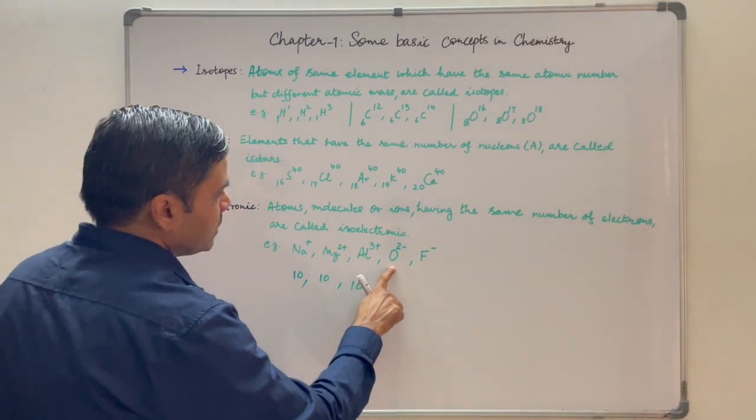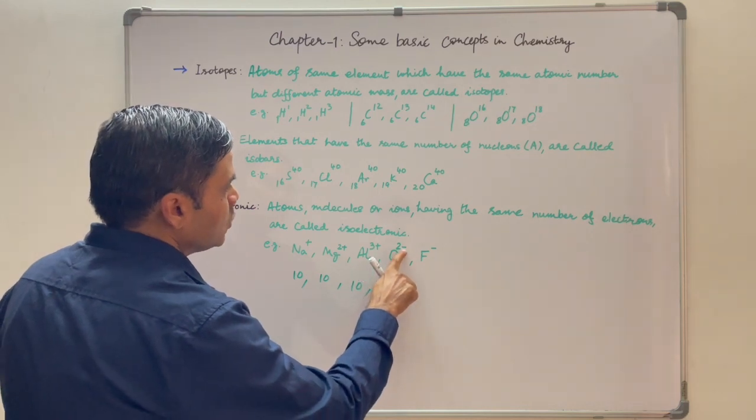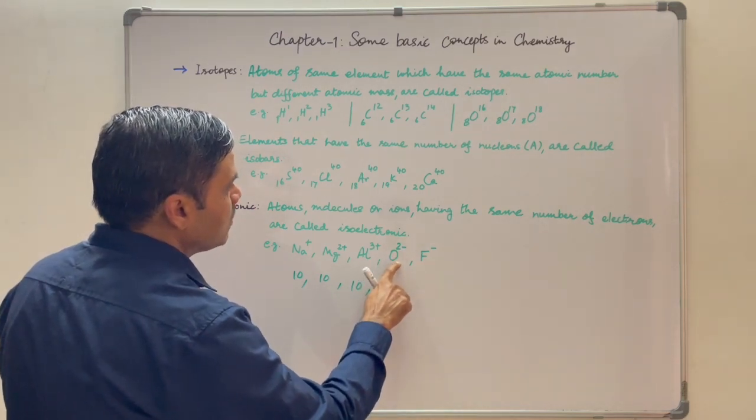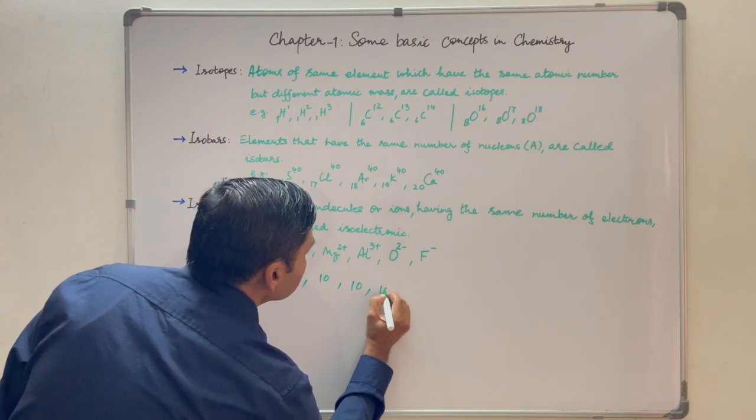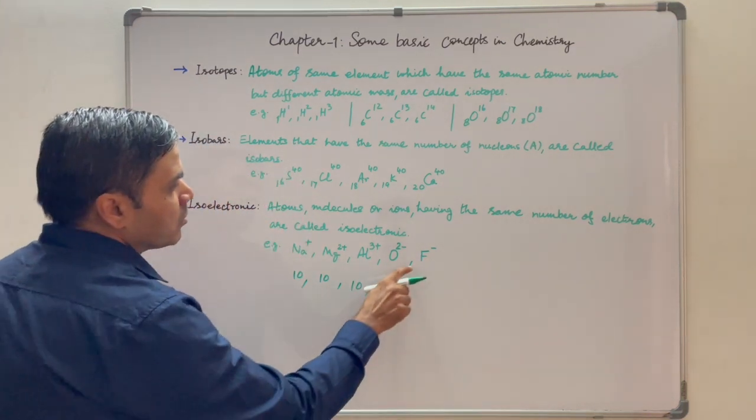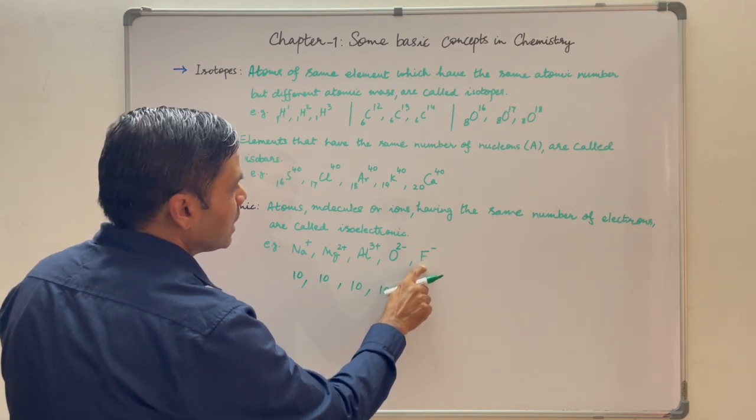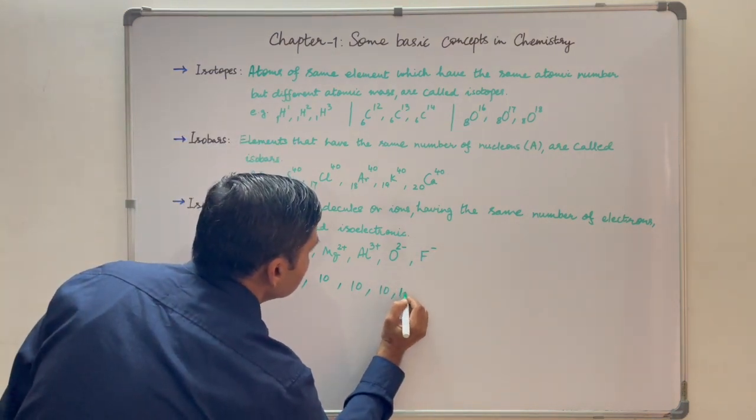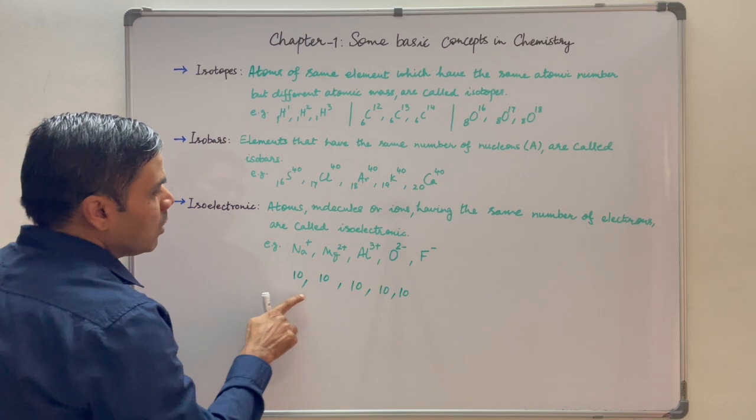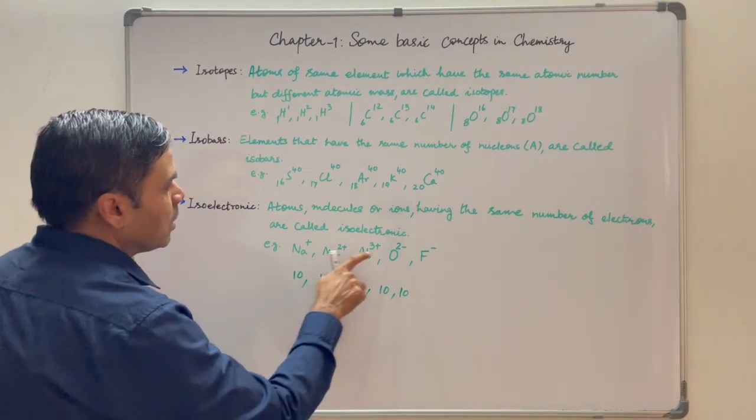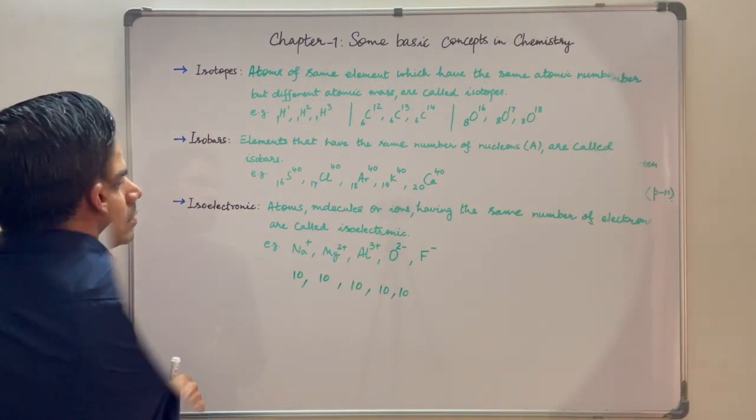Atomic number of oxygen is 8. It has 2 surplus electrons, meaning 8 plus 2, 10 electrons. Atomic number of fluorine is 9. It has 1 surplus electron, meaning 9 plus 1 is 10. So you see all have 10 electrons, so they all are isoelectronic.